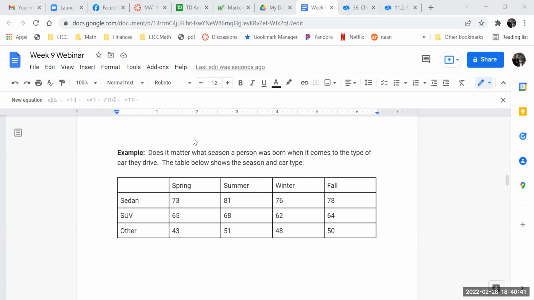All right, so here's a different question. Does it matter what season a person was born in when it comes to the type of car they drive? The table below shows the season and car type. And you see spring, summer, winter, and fall, and sedan, SUV, and other kind of car.